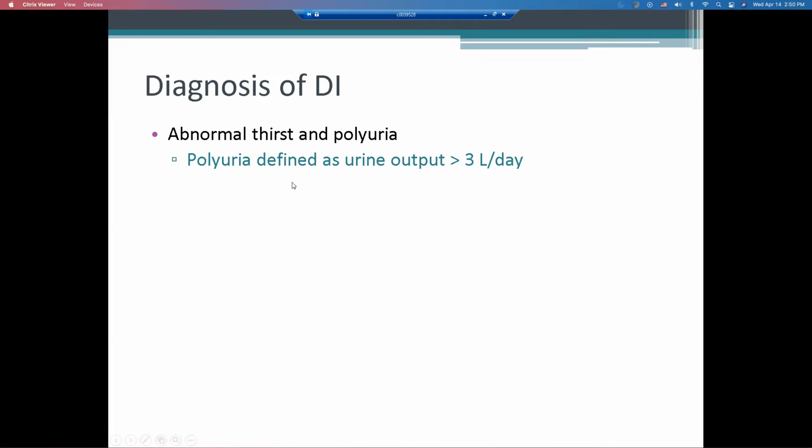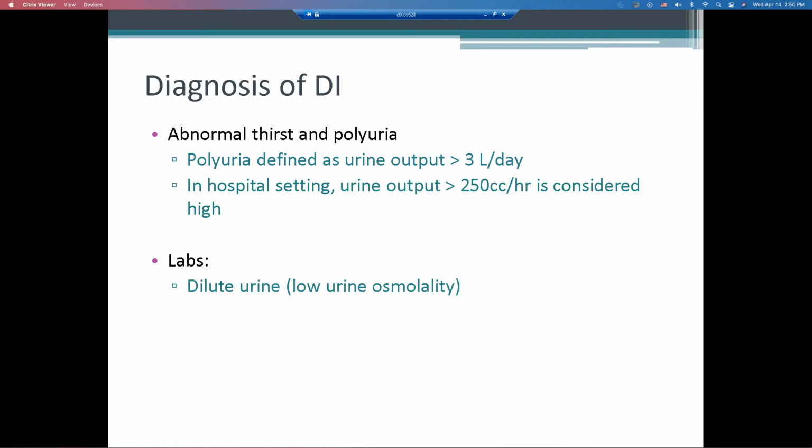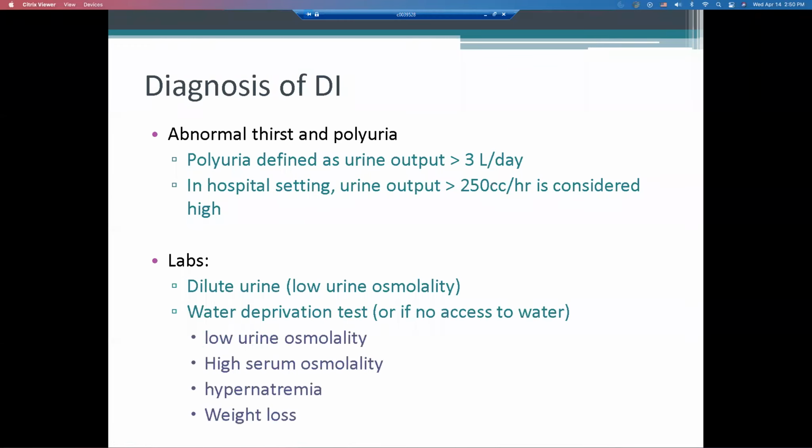Polyuria is defined as more than 3 liters of urine output per day. In the hospital setting, when a patient is post-operative with a Foley catheter, you can always measure their hourly urine output. If it's more than 250 per hour for 2 consecutive hours, this is abnormal, so you might think of DI. Of course, in the labs, you have low urine osmolality, low urine specific gravity, dilute urine. The patients will tell you, my urine is very, very clear. It never darkens or becomes yellow.